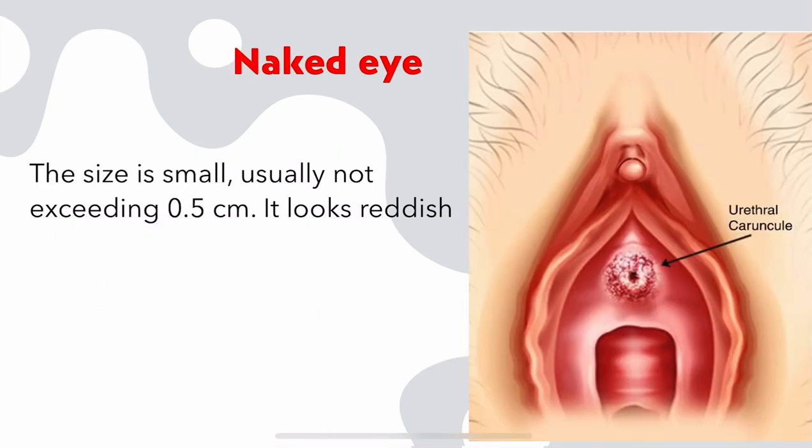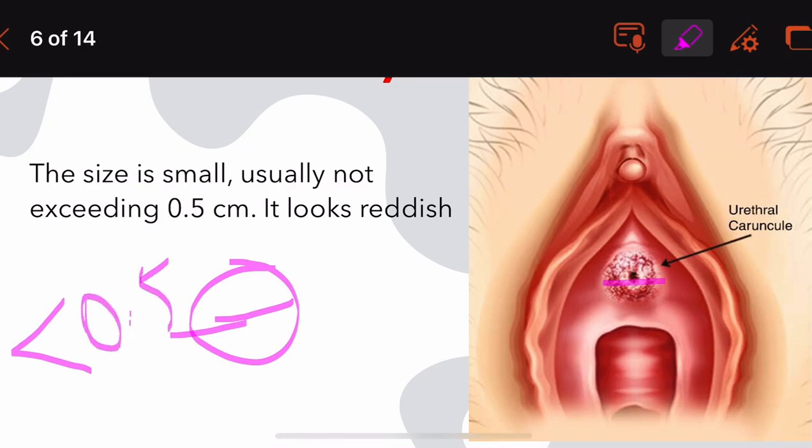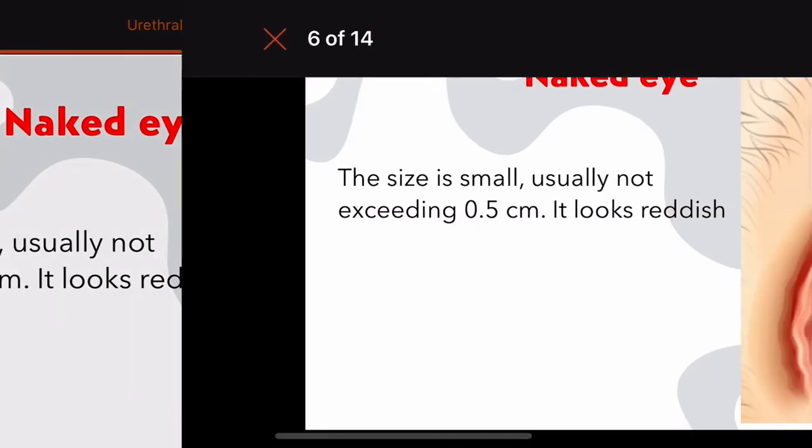The naked eye appearance: the size of the caruncle is small, usually not exceeding 0.5 centimeter. It looks reddish in color. So you see this caruncle, the diameter of this caruncle is not exceeding 0.5 centimeters. It is less than 0.5 centimeters.